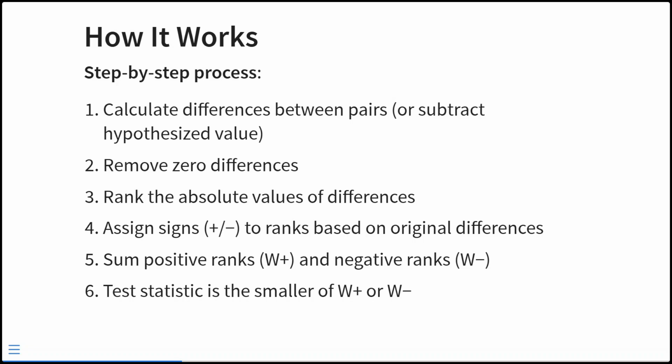Let's say the BP of a particular patient was this, and in the next 2 weeks it was that. You calculate the difference, then you remove the 0 differences, then you rank the absolute values of these differences. Then you assign positive and negative signs to the ranks based on the differences. Then you sum the positive ranks and the negative ranks separately. So assigning rank means that if the difference between pair 1 and pair 2 is positive, you put a positive rank. If the difference is negative, you put a negative rank. And you sum the positive ranks and the negative ranks.